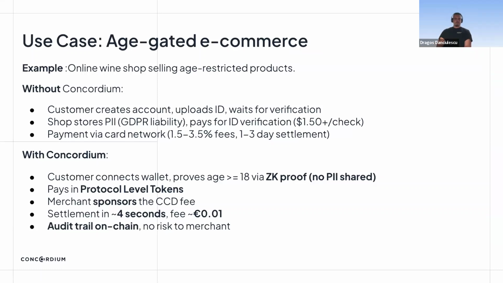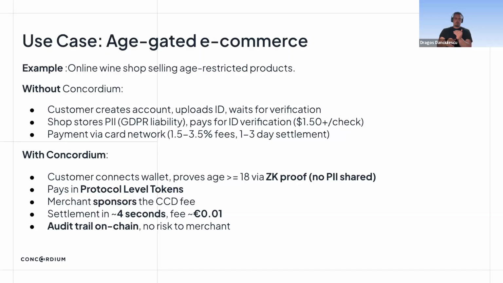Now, let's discuss a few potential use cases if you want to try building some dApps. So a simple one that you could do would be age-gated commerce. So, for example, an online shop selling age-restricted products. So let's say a wine shop, for example.